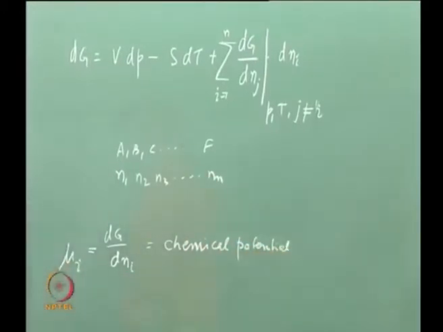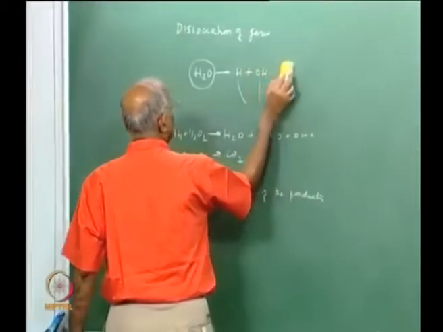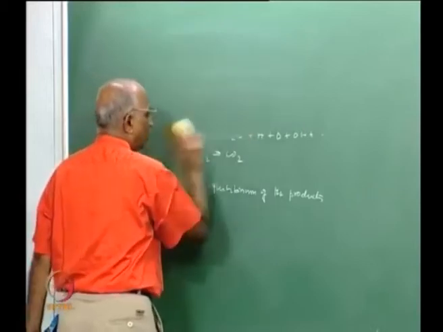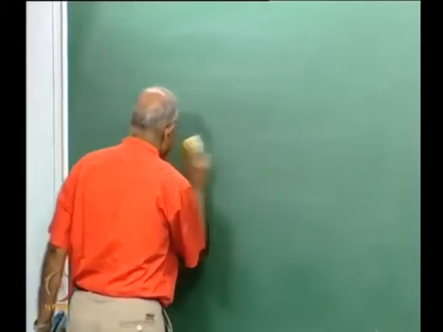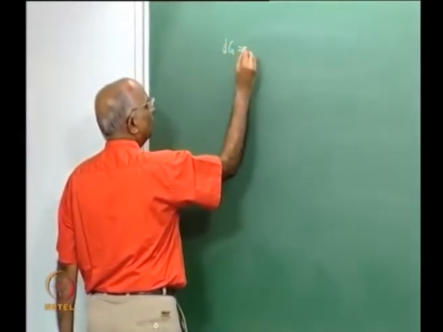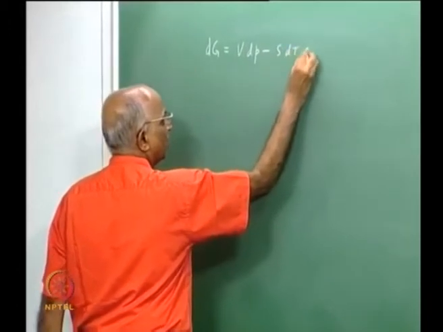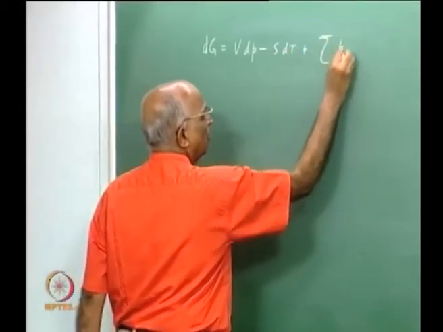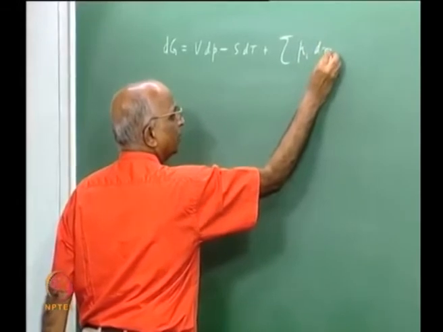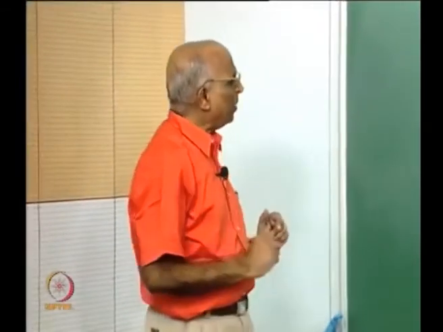If this part is clear, I can go forward and we can readily find out how to calculate the species, what we are talking of. I can now write my equation dG is equal to V dP minus S dT plus summation of mu i into dni. Okay? Now I want to simplify it further.